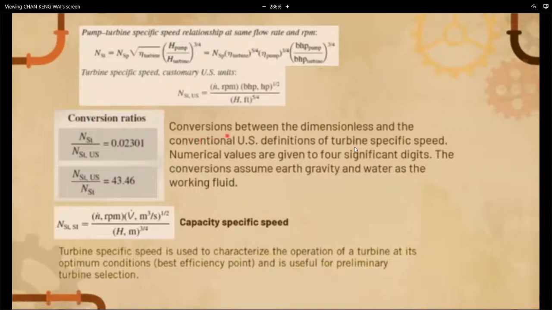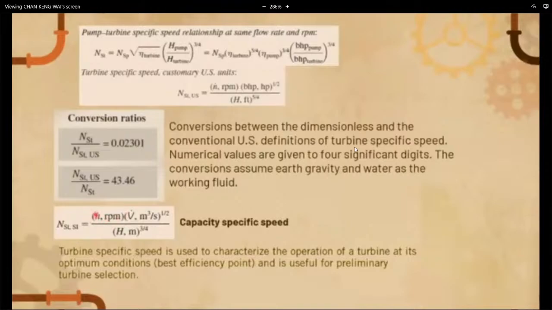Okay, so one is the normal SI, and then we have the US unit, and the other one, this is the normal one, the SI unit. So please bear in mind when you do the calculation, you need to make sure that you are using the parameter in the correct unit.